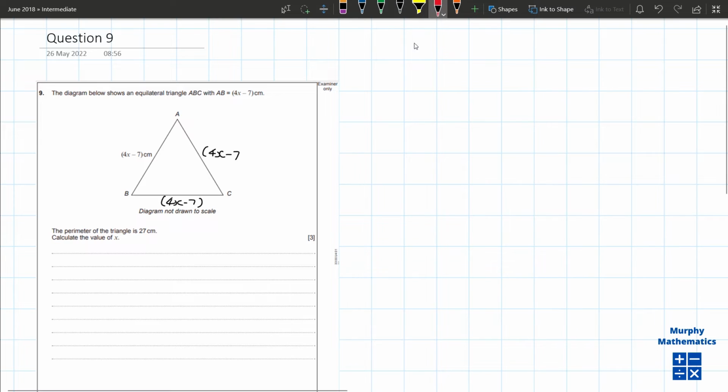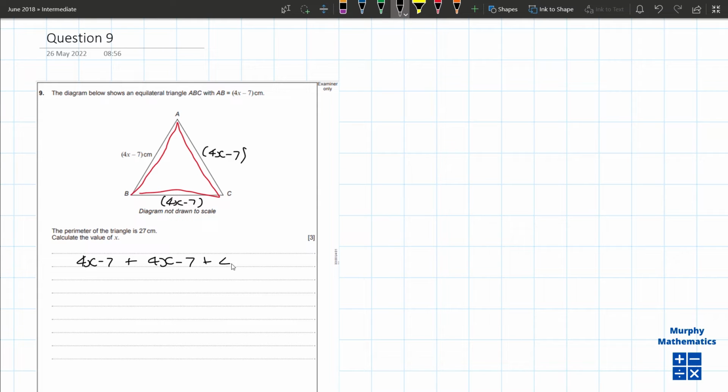And we know that the perimeter is just adding up all sides of a shape. So what we need to do is add 4x minus 7 and 4x minus 7 and 4x minus 7. So let's do 4x minus 7 plus 4x minus 7 plus 4x minus 7. And we're told that it's going to equal 27 centimeters. So let's collect like terms. We've got 4x plus 4x plus 4x, so we've got 12x. We've got minus 7, minus 7, minus 7, so we've got minus 21. And we're told that equals 27 centimeters.